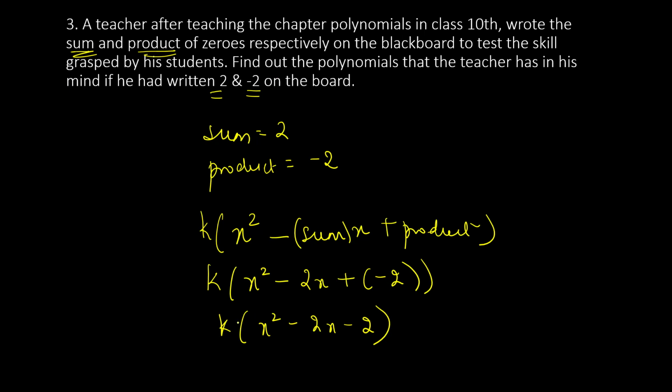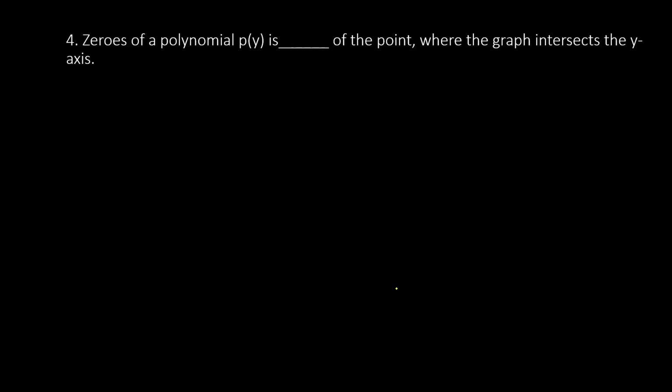Your answers could be just x square minus 2x minus 2, or you could substitute k as any other constant value and find out different polynomials as well. Let's try out the next one.